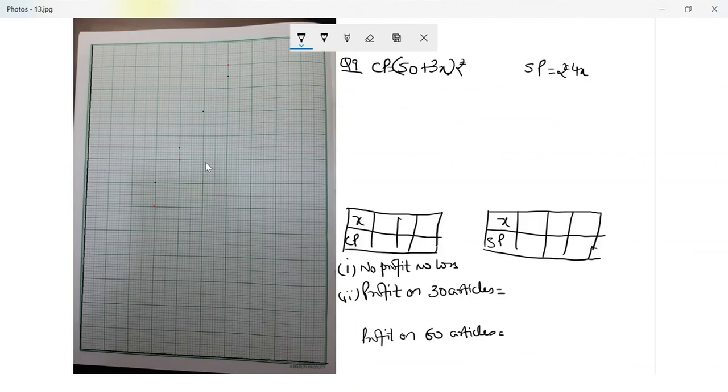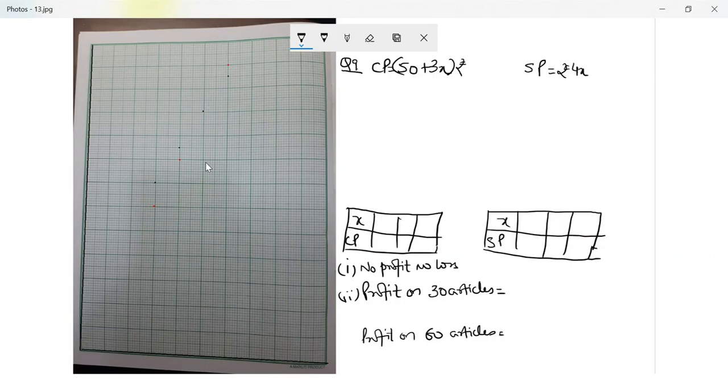That brings me to question number 9, one of the most important and interesting questions of this chapter. You can put a small star on that question. Let's read it. The cost of manufacturing x articles is rupees 50 plus 3x, which means cost price is rupees 50 plus 3x, and the selling price of x articles is rupees 4x. So selling price is given by the equation selling price is equal to rupees 4x on a graph sheet with the same axis, which I've done, and taking suitable scale. So we'll figure out the scale.